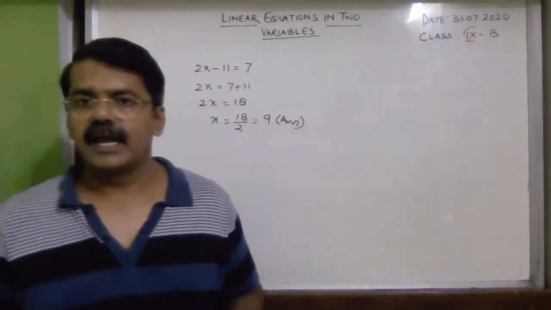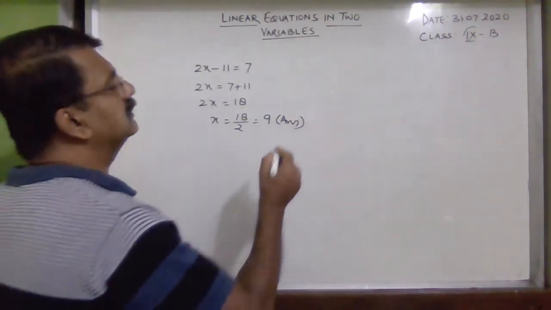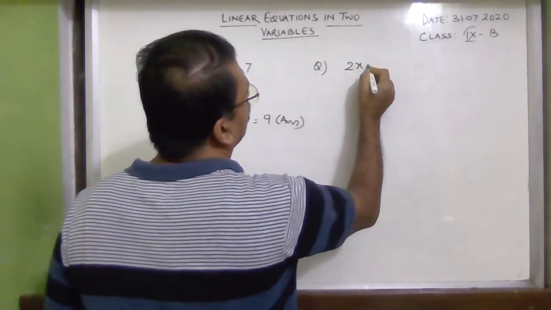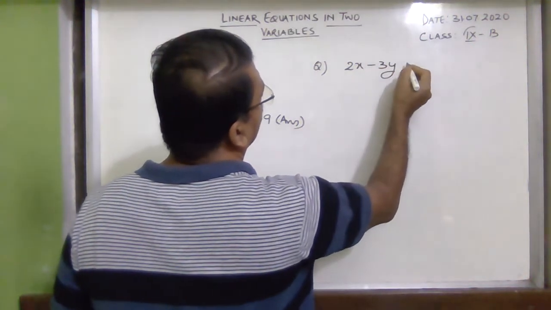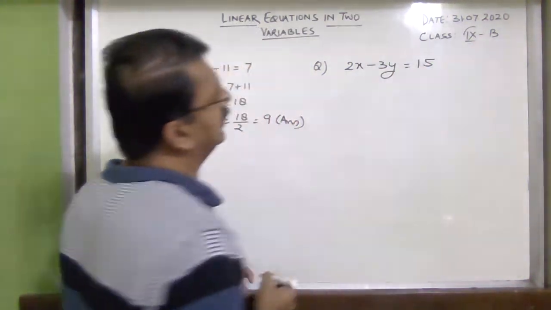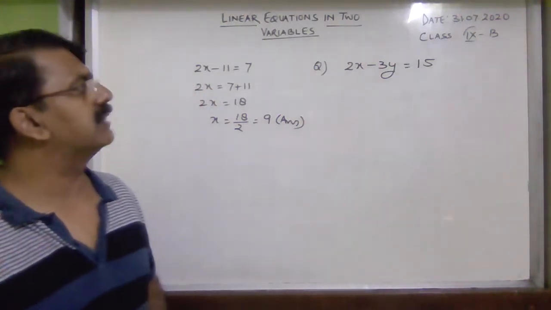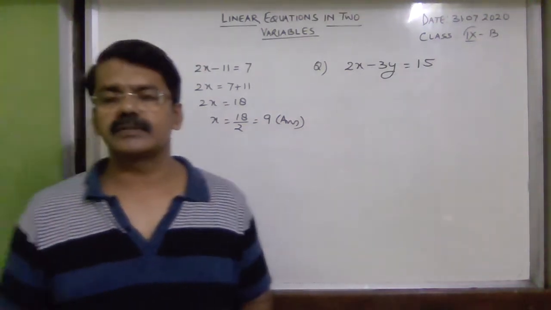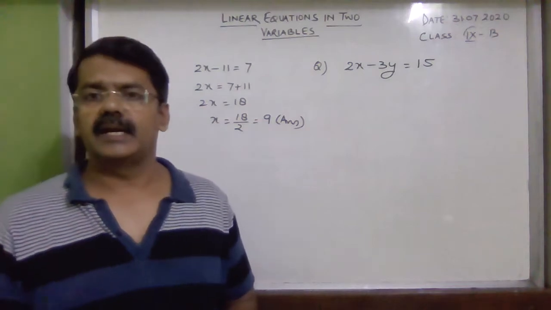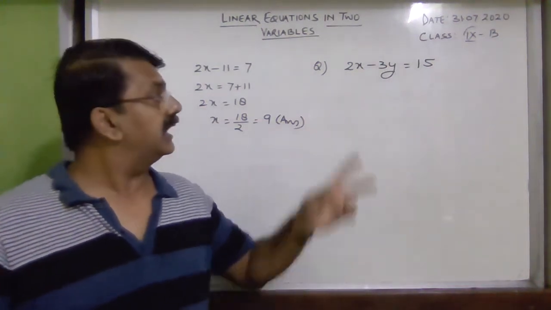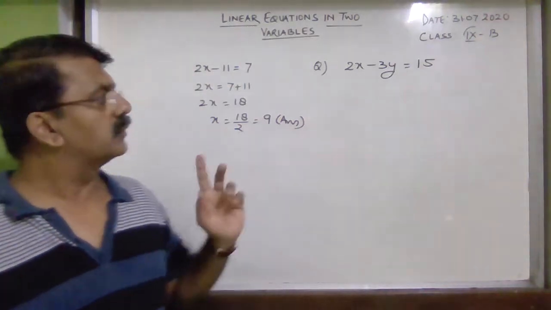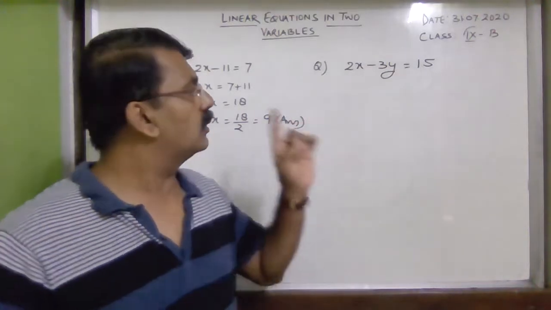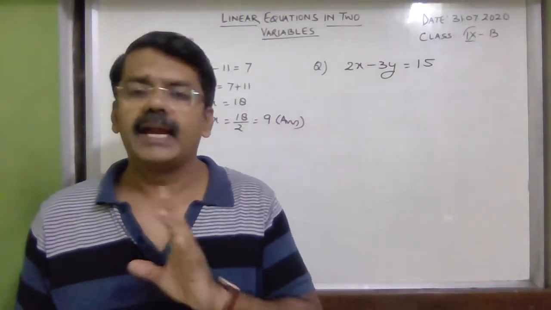if a linear equation has two variables, for example 2x minus 3y is equal to 15. You see this equation 2x minus 3y is equal to 15, it is a linear equation because the highest power of x and y are 1, but this equation has two variables. So whenever a linear equation has two variables, we cannot have a unique solution, meaning only one value of x and one value of y is not possible.